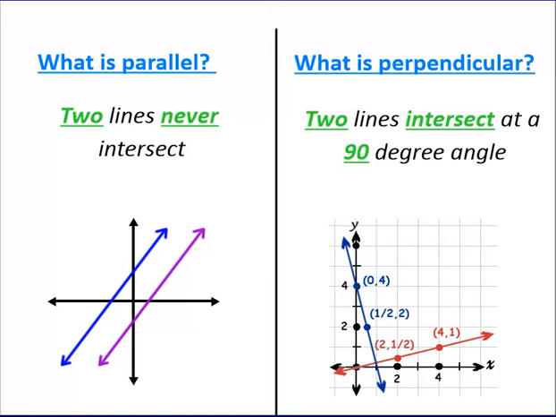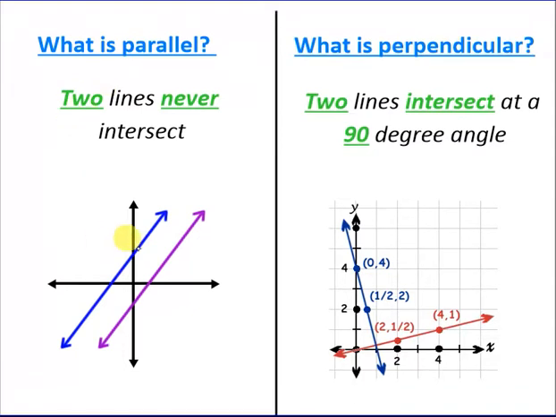I want to review what they are real quick just so that we are 100% clear on their definition. So what is parallel? Parallel are two lines that will never intersect. And here is a picture of two parallel lines. So they will absolutely never intersect. And based on that, I want you to start to think about what that means for their slope, okay?